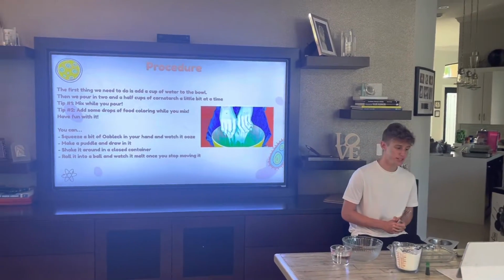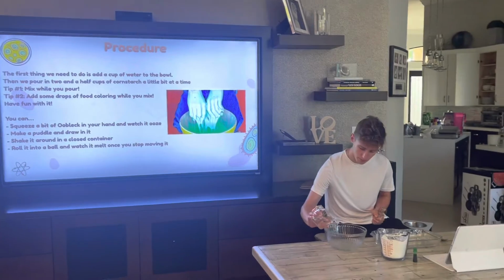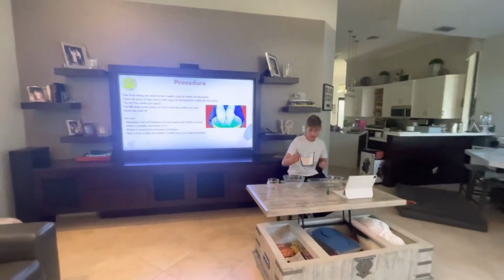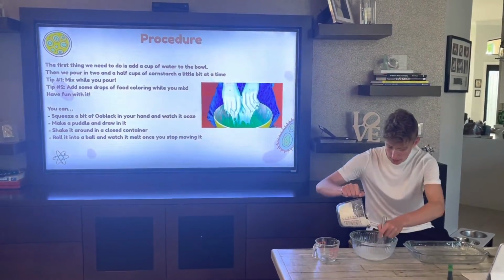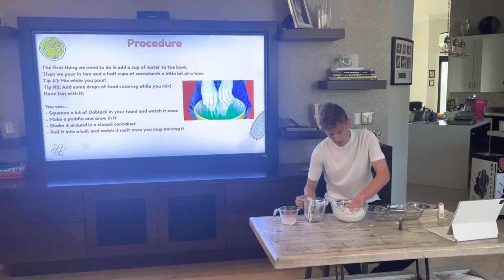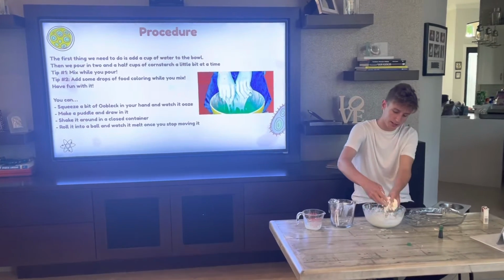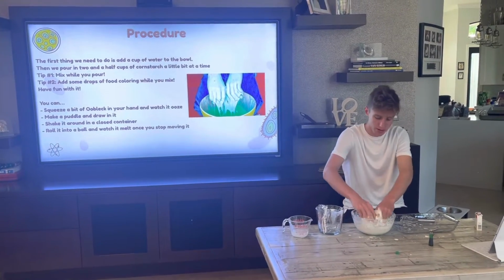And next up we have the procedure. First thing we're going to be doing is pouring 1 cup of water into the bowl. There we go. And then we're going to be putting 2.5 cups of cornstarch into the bowl and mix gradually. And that's all the cornstarch. I'm going to be mixing with my hand a little bit, as you can see here. This is what it should look like, kind of like a mixed state between solid and liquid.